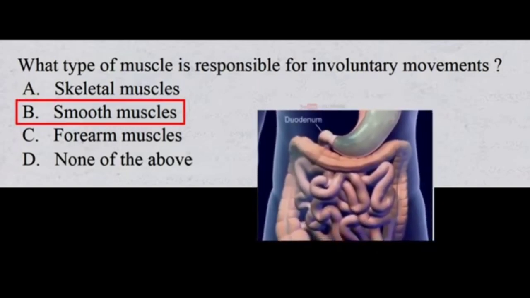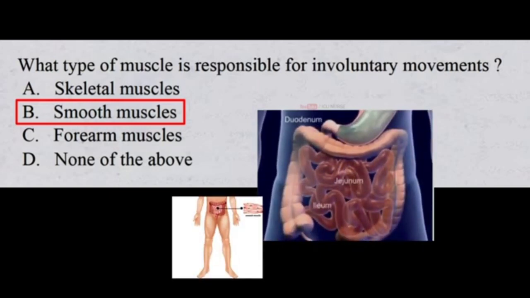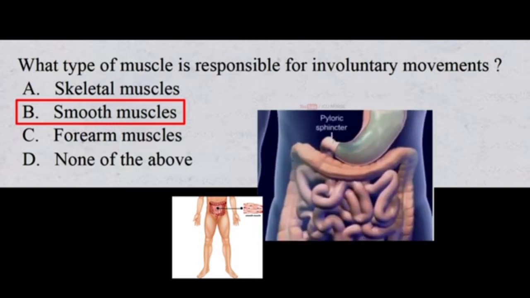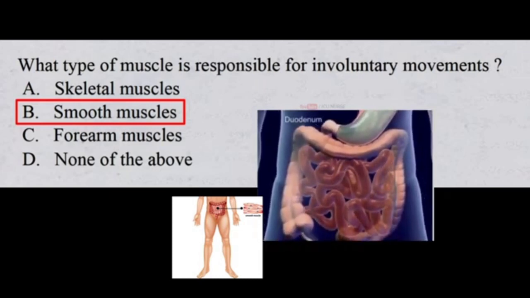Involuntary movements in the body are the movements over which we have no control. And smooth muscles are the muscles which are responsible for involuntary movements in the body. An example of involuntary muscle movement controlled by smooth muscles is peristalsis.